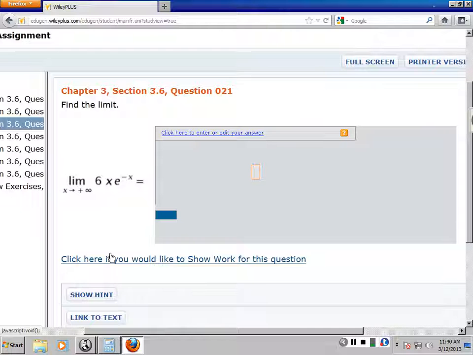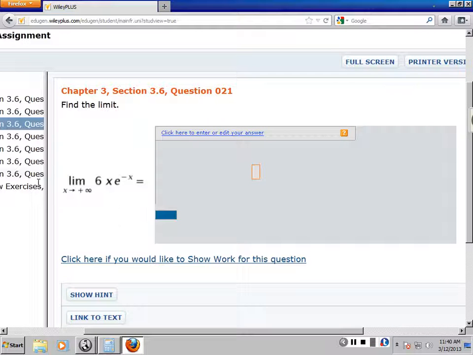E to the negative x, right? Because you're going to write that as e to the positive x when it's in the denominator. So you have 6x over e to the x. So what's that going to go to? 0, right? Because once I differentiate the first time, I am left with 6 over e to the x. So I have 6 over something going to infinity, and that goes to 0.